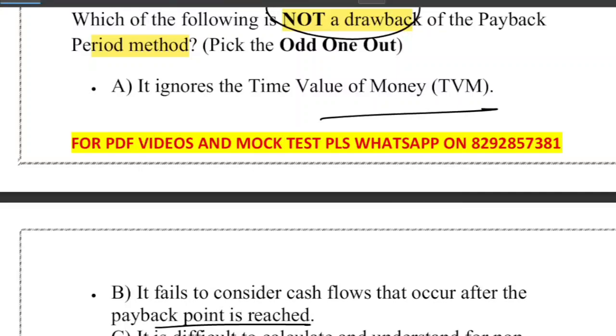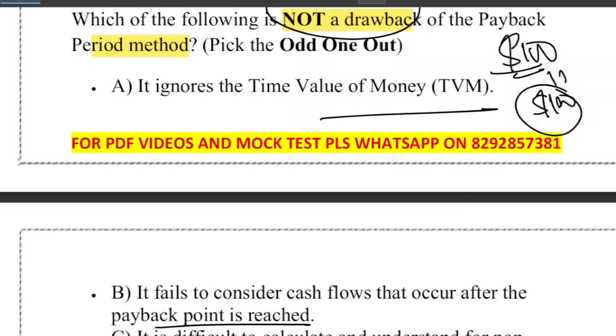For example, suppose year 1 $100 and year 4 $100, they have been treated like the same. This is a major flaw. This is a major drawback. It does not take time value of money into consideration. Yes, this is the major drawback. So option A is wrong, right? This is the drawback. We have to choose which is not a drawback.